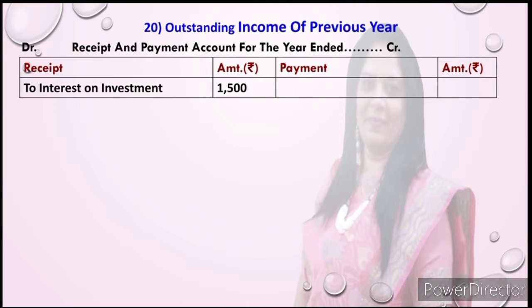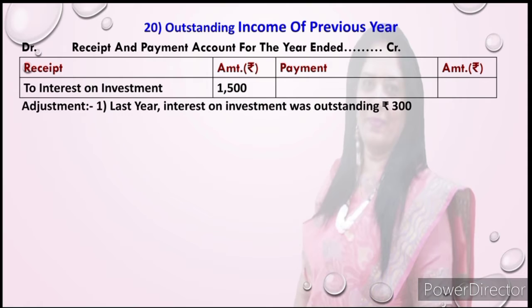Outstanding income of the previous year. In the current year, outstanding income has a plus sign, but if outstanding income is there for the previous year, then it will be deducted. So on the receipt side you can see interest on investment 1,500. The adjustment is given: last year interest on investment was outstanding 300.